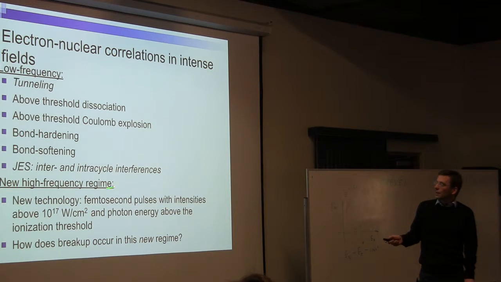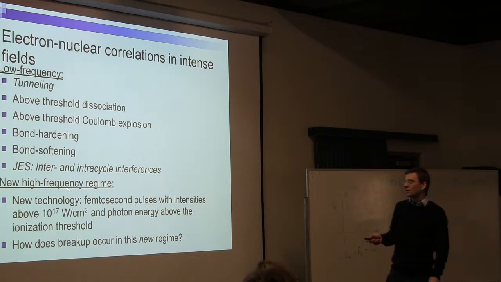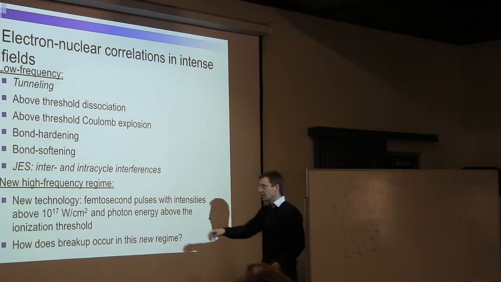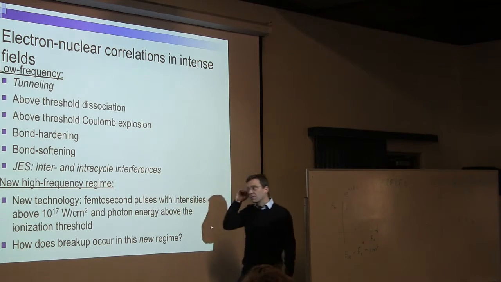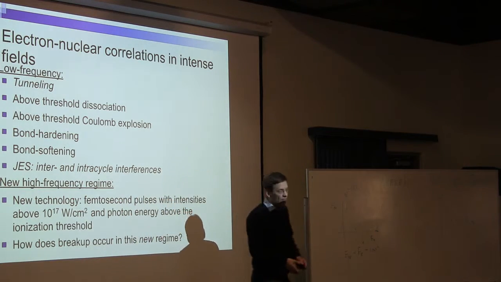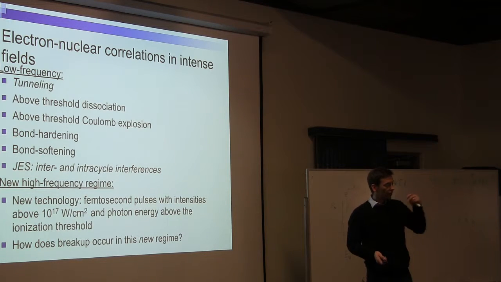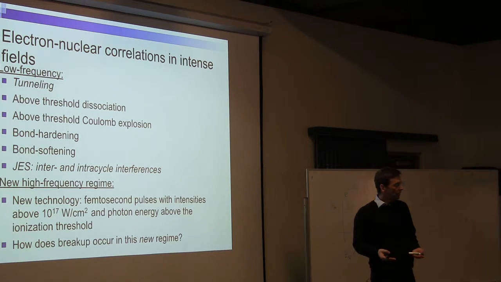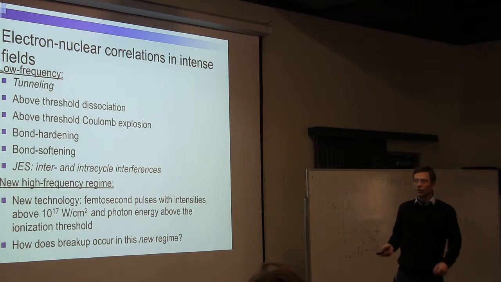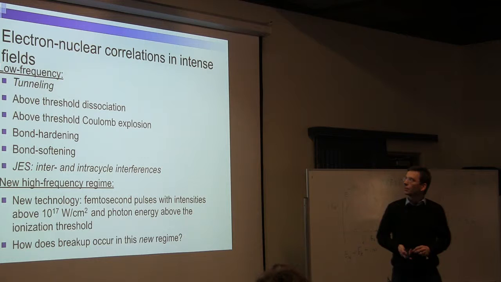Rather now, in the last part of this lecture, I'd like to take you into a kind of regime of the future a little bit, because new technology actually means that we can produce femtosecond pulses with intensities that are exceeding the atomic unit of intensity, and with photon energies above the ionization threshold. So this is a new regime, and how does breakup occur in this new regime? So that's what we wanted to ask about. So what is the characteristic breakup in that regime?